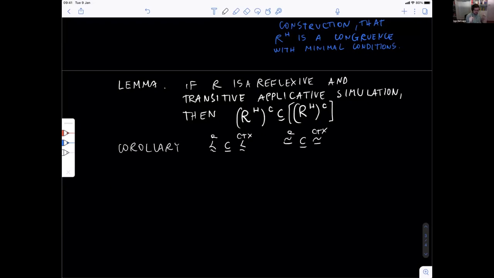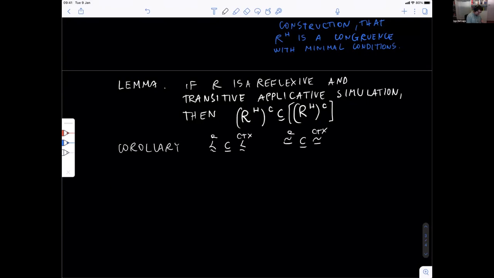This means that proving two terms to be contextually equivalent or observationally equivalent can be done by way of applicative similarity or bisimilarity, because these two inclusions actually hold. This is precisely what you like.